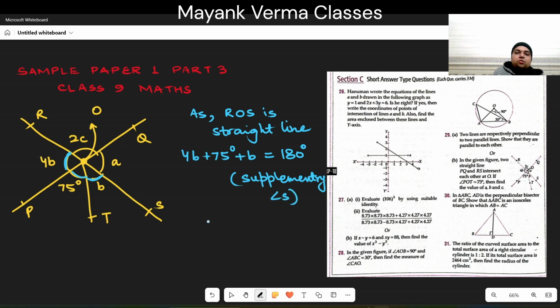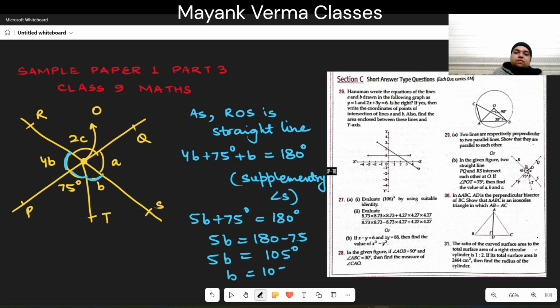Angles. Now 5B plus 75 degrees will be 180 degrees. So that means 5B will be equal to 180 minus 75, that is 105 degrees. Okay, that is 5B. So B will be equal to 105 by 5, that is 21. So angle B is 21 degrees. This we know.